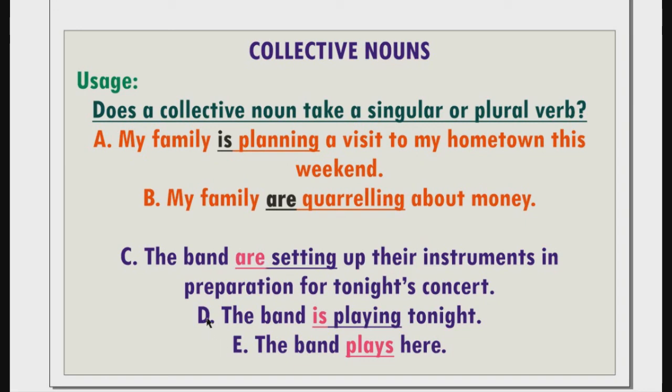But in example D, the band is playing tonight. Here, when they start playing, of course, they play together as a band. What they are playing must be melodious, must be harmonious. So it is right if we use a singular verb. The band is playing tonight. Or as we have in example E, the band plays here. Plays, this verb is also a singular verb.